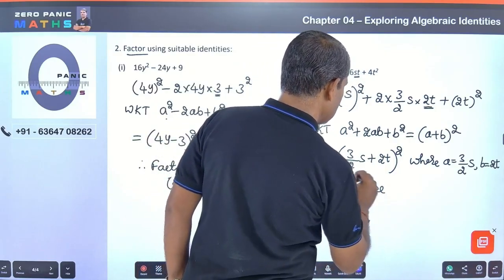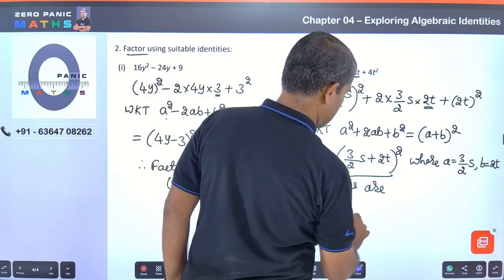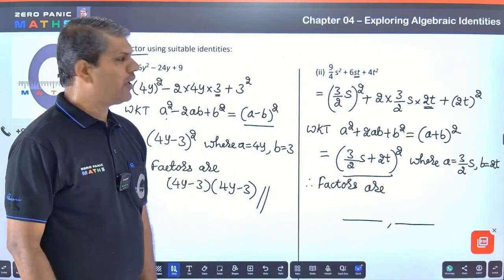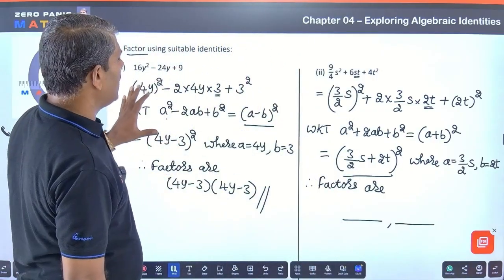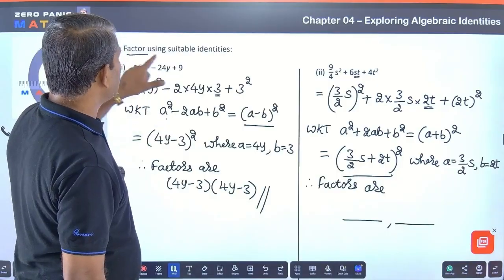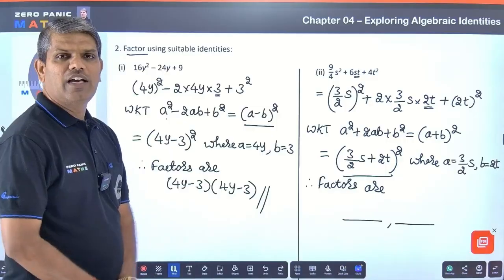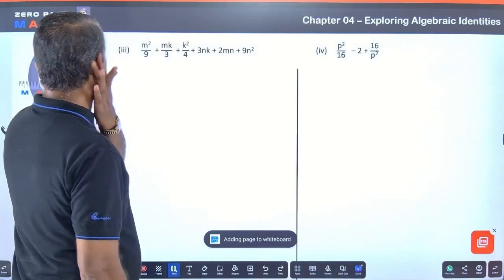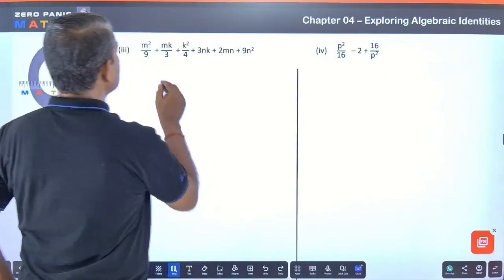Factors are the whole term written twice. You can write it to yourself. So this is how you are making use of the identities to factor the given algebraic expressions. Let us quickly see the next problem. Now you can see the next problem given here.